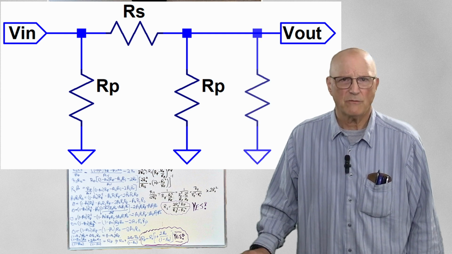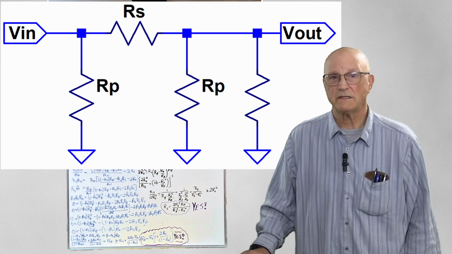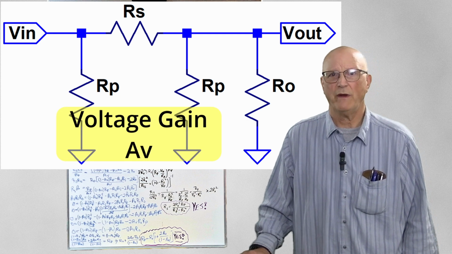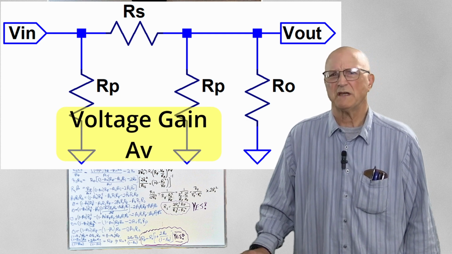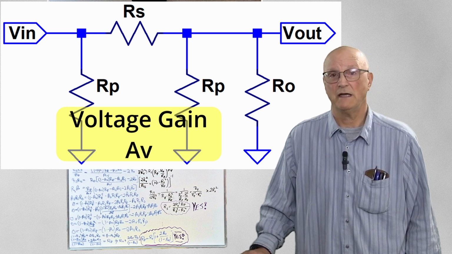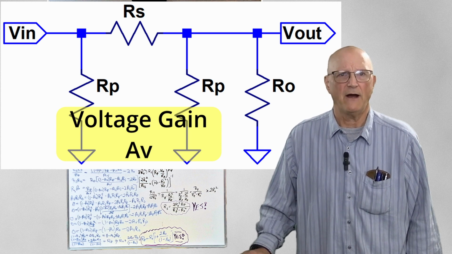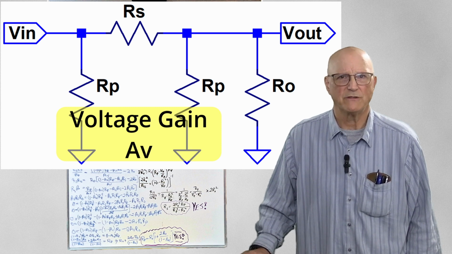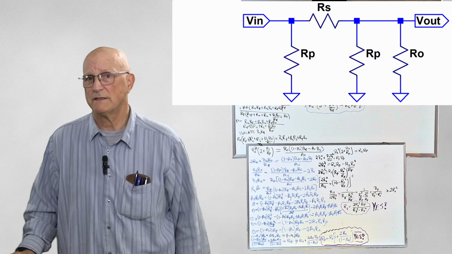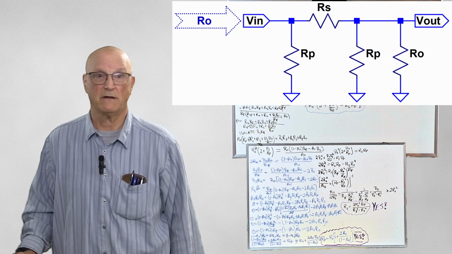The output is terminated with the characteristic impedance of the system. I'm going to call this system impedance RO. The overall voltage gain of the attenuator is going to be AV, which is a standard variable name for voltage gain. Because this is an attenuator, this number will always be less than 1. Now, on to our foundational equations. Well, the first assumption that I'm going to make is that the impedance as seen looking into the input is the same as the system impedance, RO.